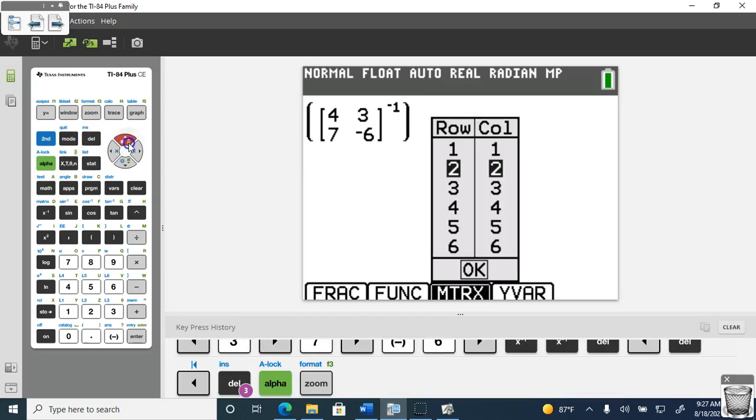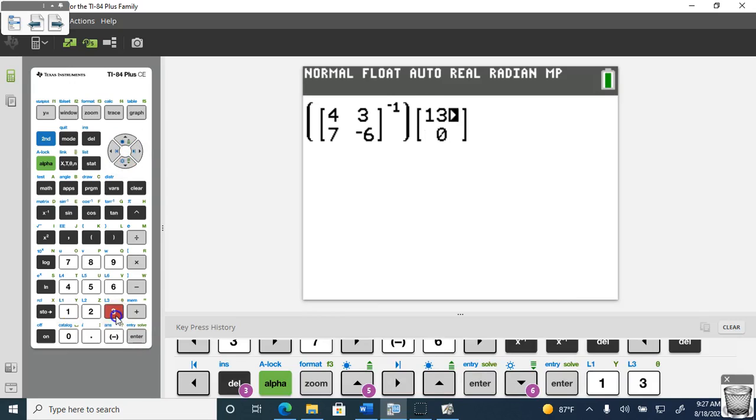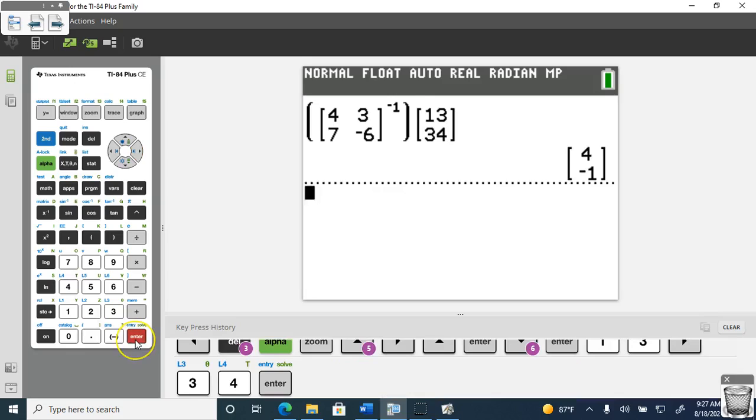This one is a 2 by 1 matrix, the constant matrix. So I change it to 2 by 1, 13, and 34, and I hit enter. And my answers are x is 4 and y is negative 1.